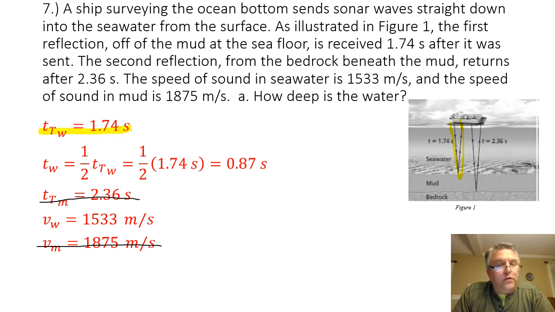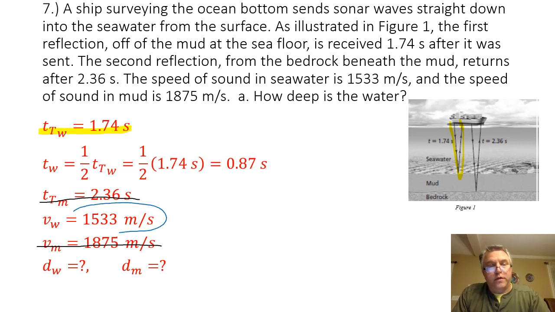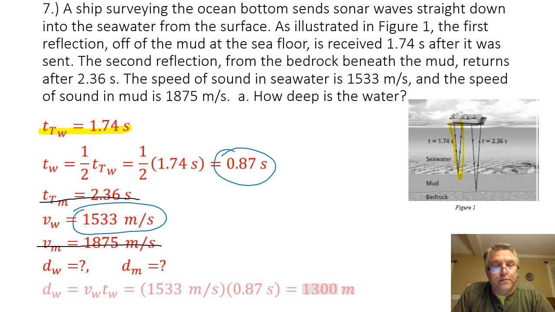The thing I want to find first is the depth of the water. So in order to find the depth of the water, I need to know just how fast the sound wave is traveling in the water, which is 1,533 meters per second, and how long it takes to travel that distance, which was 0.87 seconds. When I multiply the two of those together, I am going to have a depth of the ocean of 1,300 meters.